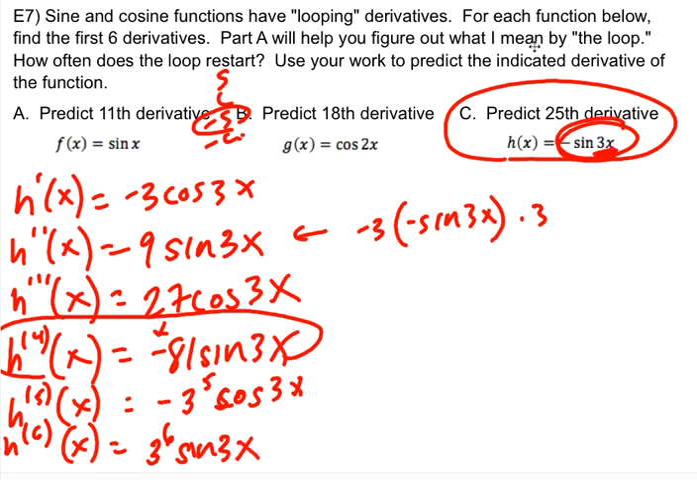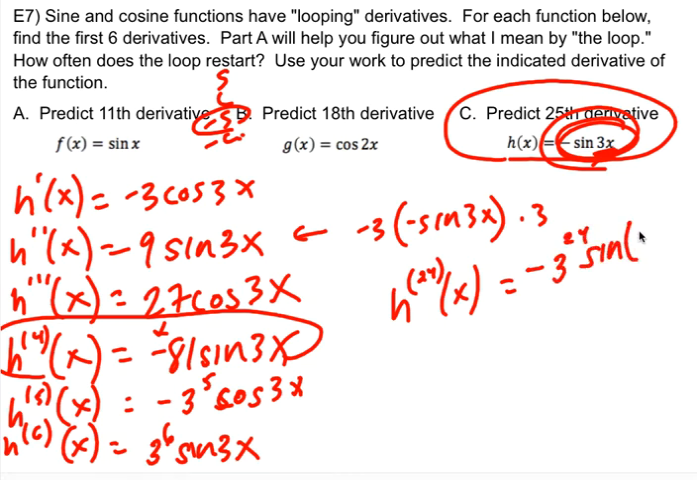So the question is, how do I predict the 25th? Well, I know that the 24th derivative is a multiple of 4, which means the 24th derivative has to loop back to a negative sign. So it's a negative 3 to the 24th, which, by the way, you really don't want to do, sine of 3x. That means that the 25th derivative is just what happens if I differentiate again.